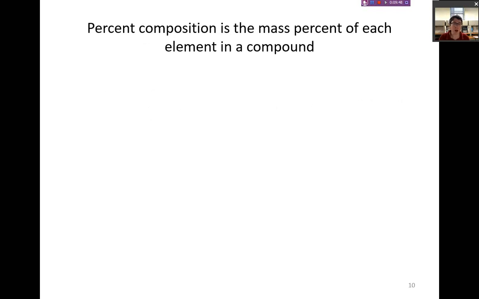We're now ready to talk about percent composition of an element. So thinking back on ribose, where we had C5H10O5, we might ask, what percentage does carbon make up of the entire molecular weight?